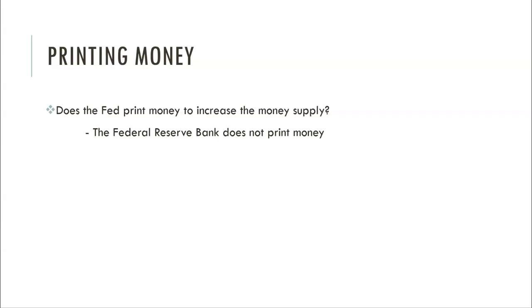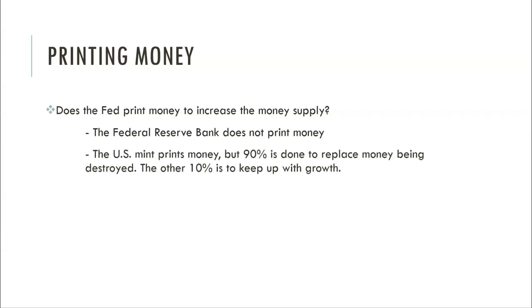So the Federal Reserve Bank does not actually print any money. Money is printed by the U.S. Mint. And 90% of what they print is just replacing money that's being destroyed. So it gets old, it gets ripped and tattered. And then the other 10% is to keep up with the growth in the money supply, which is largely digital.